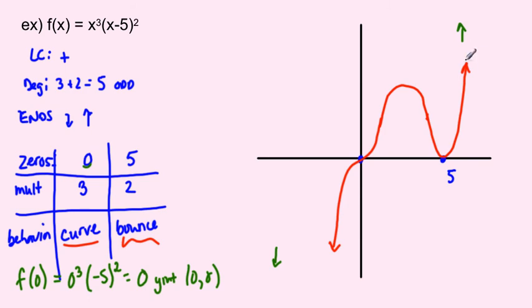That is my graph. Correct ends, correct behavior at the intercepts. I don't know how tall this is, and that doesn't matter for our purposes right now. In order to figure this out, you would need a graphing calculator, and that would be on a different section of an assessment having to do with graphing polynomials.